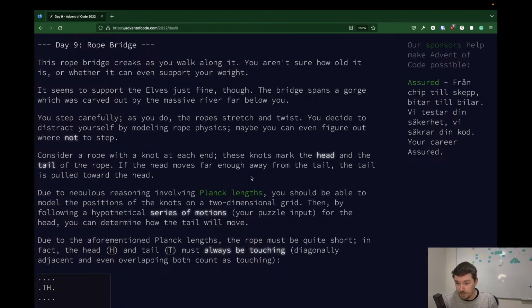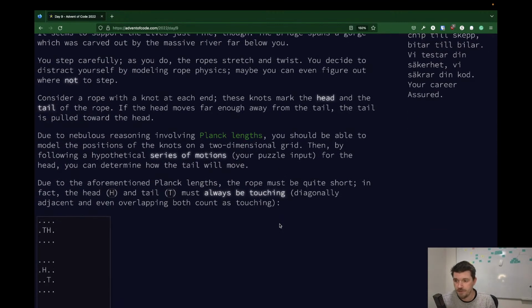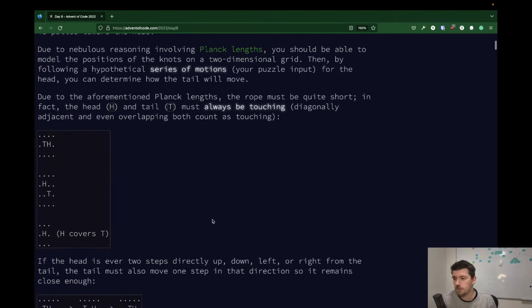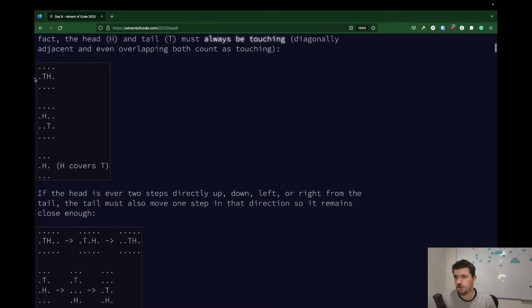You should be able to model the positions of the knots on a two-dimensional grid. Then, by following a hypothetical series of motions, which is our puzzle input for the head, you can determine how the tail will move. Due to the aforementioned Planck lengths, the rope must be quite short. In fact, the head and tail must always be touching. Diagonally adjacent or even overlapping both count as touching. And we have some examples here that are all examples of them touching.